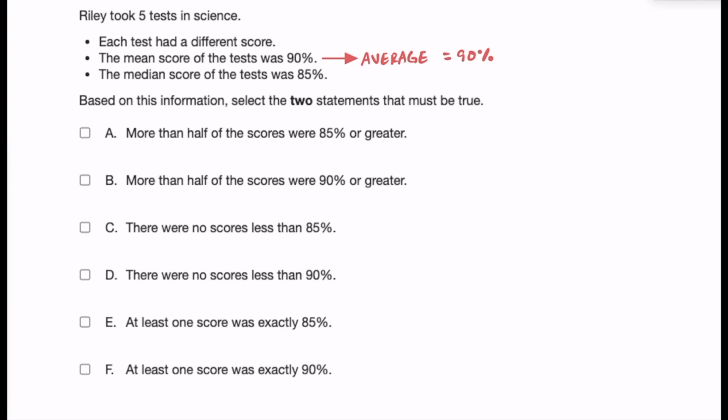And then we're told that the mean score, or the average score, is going to be 90%. Alright, cool. The next thing we're told is that the median, or the middle score, is going to be 85%. Let's go ahead and use these 3 bits of information to find out 2 different statements that are going to be true that are below here.